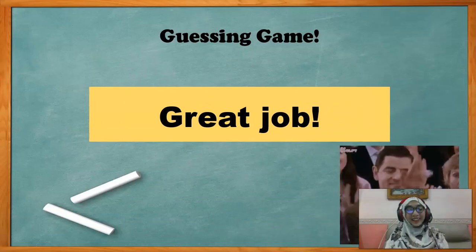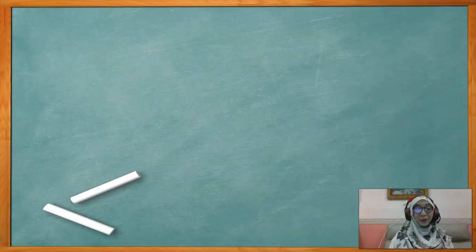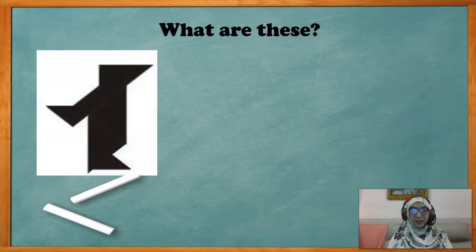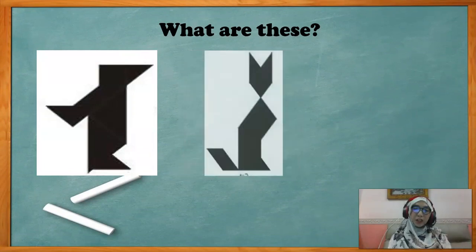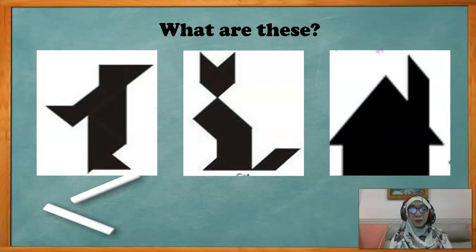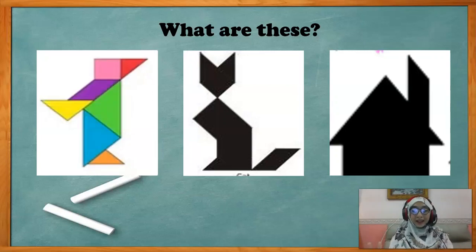Alright, so let's go to our next part. Why do you think I gave you this silhouette? Why do you think we have these pictures in our guessing game? These are the 3 pictures that we used just now. Let's look. I'm going to show you something interesting. These shapes are actually made out of different pieces of Chinese tangram. Alright, so look at that.